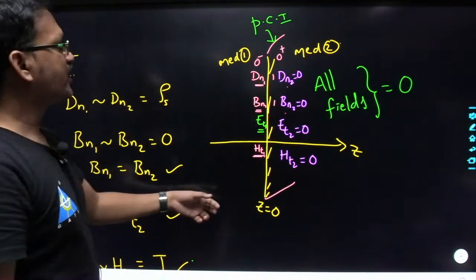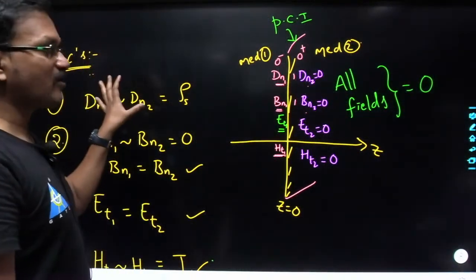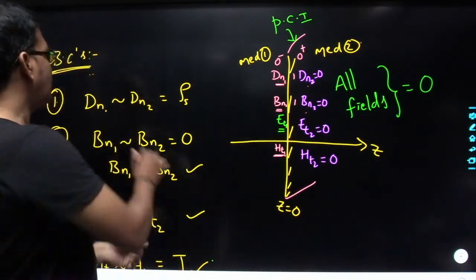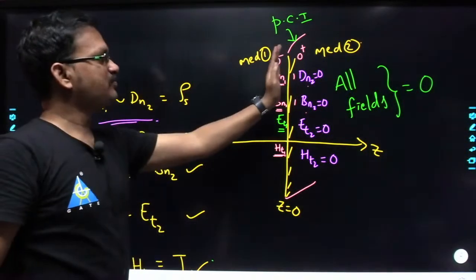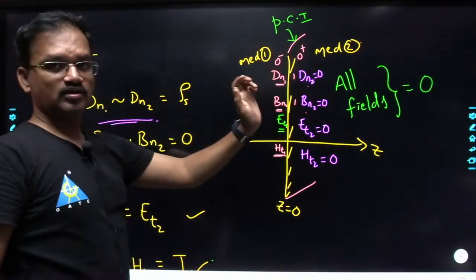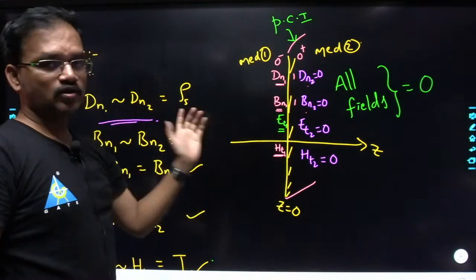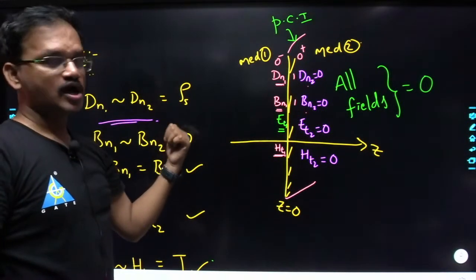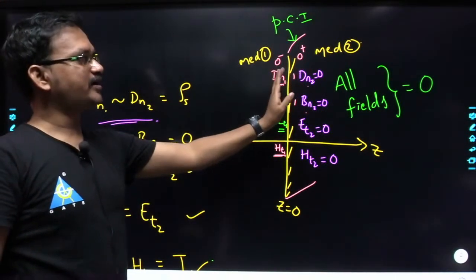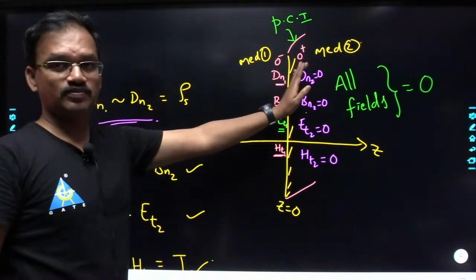In the boundary conditions you are writing what is happening to the field components just before the boundary and just after the boundary. Exactly at the boundary you are writing the boundary conditions, so how the field components are related exactly at 0 minus and 0 plus.